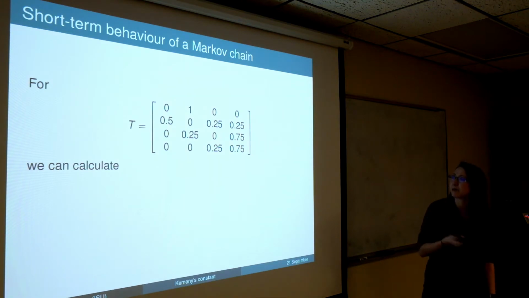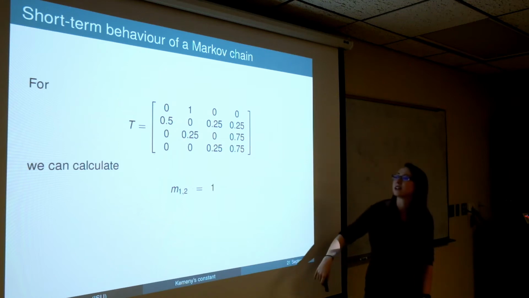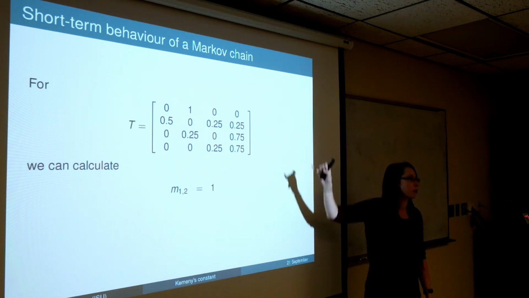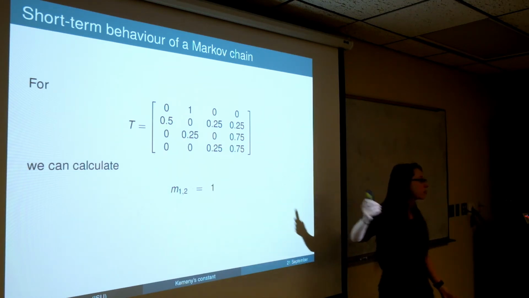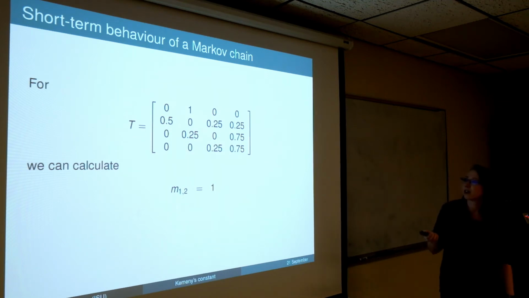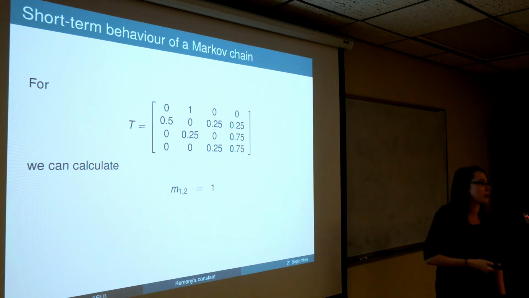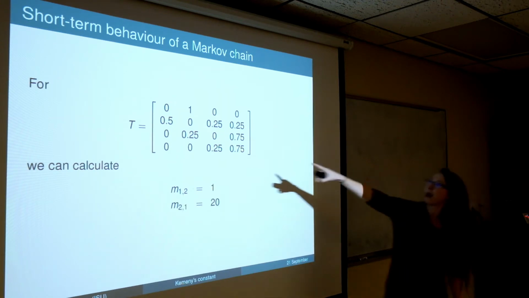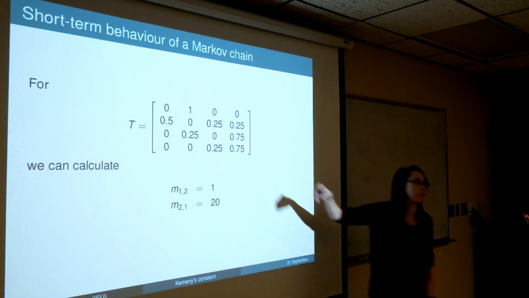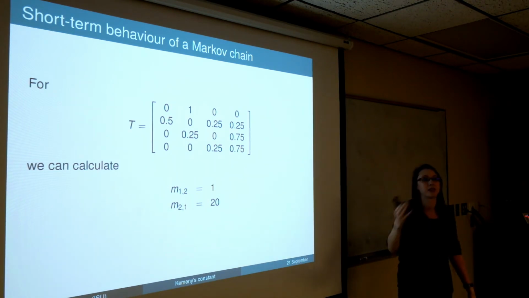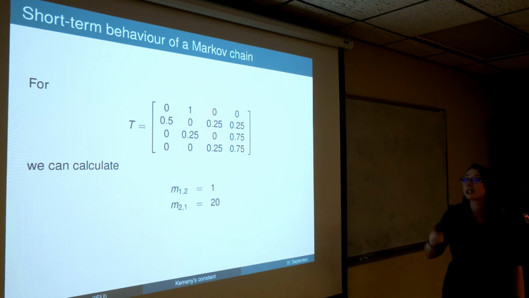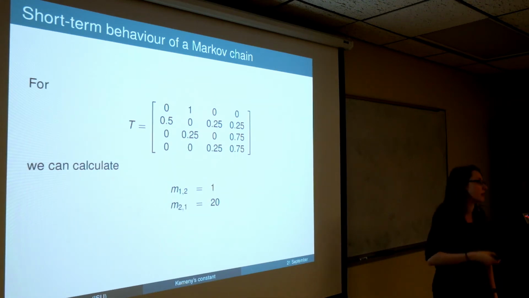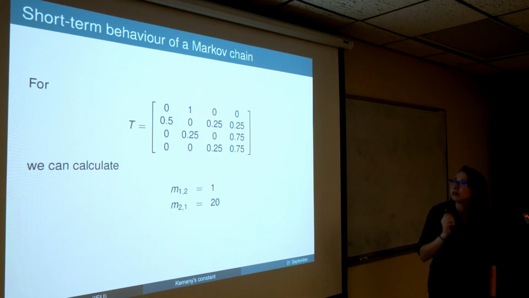So for this example, again, if I wanted to calculate the mean first passage time from state 1 to state 2, that's just 1, because with probability 1, I go to state 2 in one time step. But for the mean first passage time from state 2 to state 1, the expected time it'll take me to get back to state 1 from state 2 is 20. Because, sure, I could go back right away, or it might take me a really long time if I go to state 3 and state 4 and move around there for a while. So this is the expected time it'll take me if I just move randomly according to these probabilities.